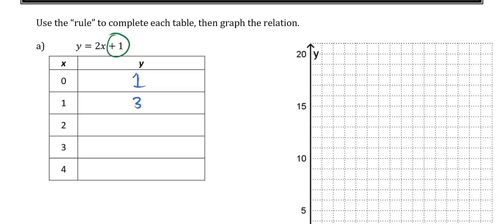What's next? Brandy, what's next? 5. Walker, what's next? No. We're not going up by 3, though. We're going up by 2.